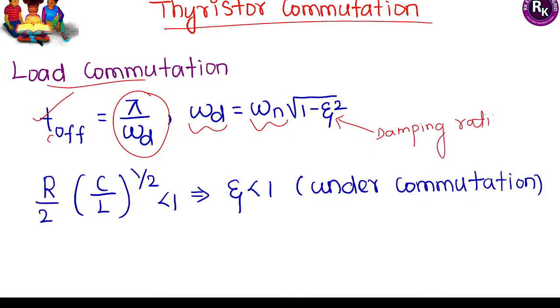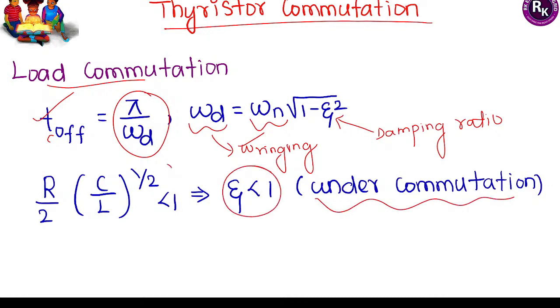So let us continue from this. People will be also calling it as ringing frequency. We are also calling it as ringing frequency. Sometimes in an examination they may use that word. Next, now the condition. Usually load commutation will be operated under underdamped condition, whereas the value of epsilon will be less than 1 and its corresponding condition.